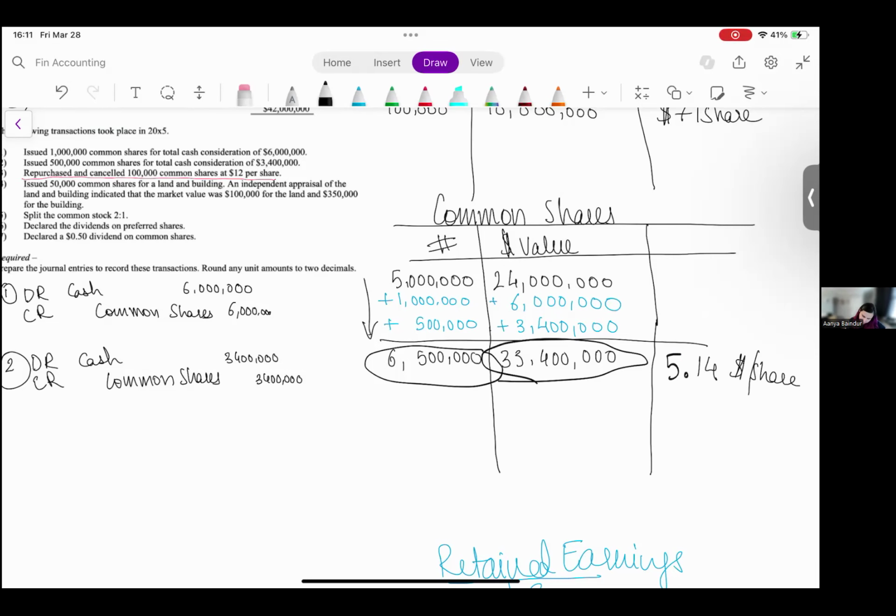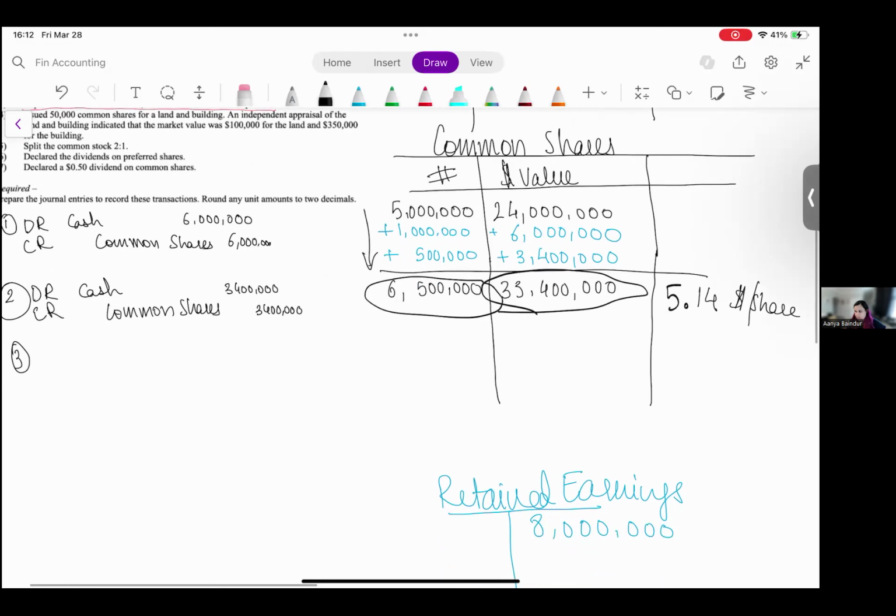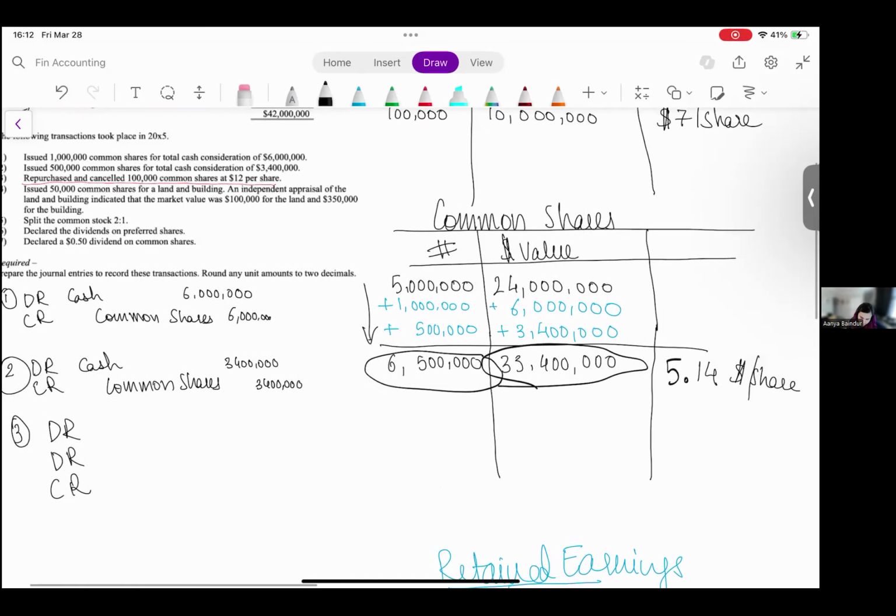So now let's see what the journal entries are for repurchasing shares. So in this case, we have 2 debits and 1 credit. A common mistake people tend to make at this point is they'll see how much cash has been exchanged. So they'll do the $12 times 100,000 shares, and they'll debit common shares for the same amount and credit cash for the same amount. But that's not how you do it. Remember that when you're repurchasing shares, there are 3 journal entries involved.